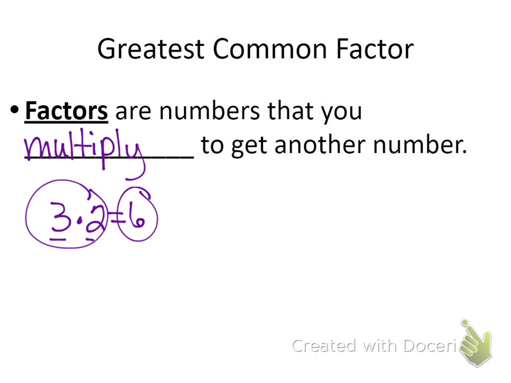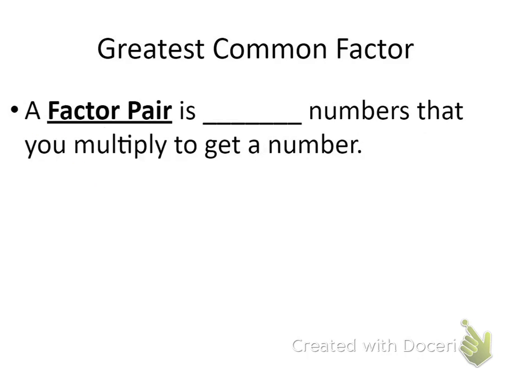Okay, let's take a look at the next part. A factor pair is two numbers that you multiply to get a number. So a pair, think about it. Pair of shoes, how many shoes come in a pair of shoes? 2. So a factor pair is going to be two numbers that we multiply together to get a number.